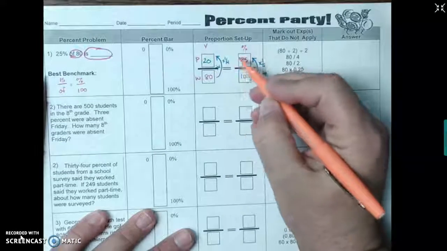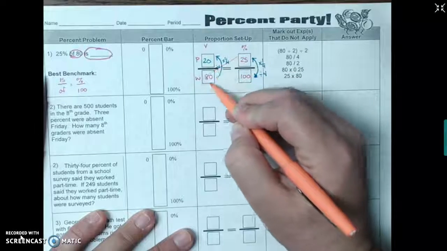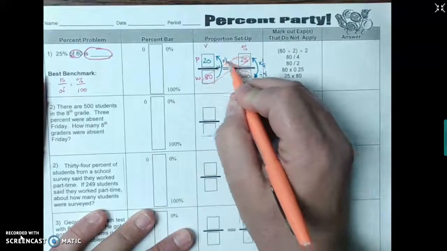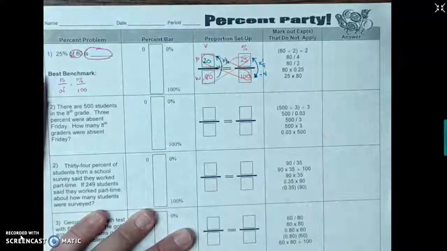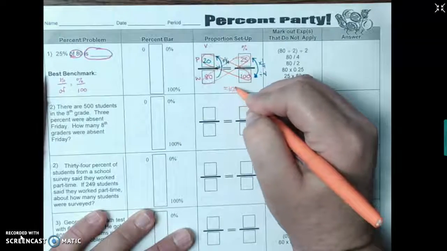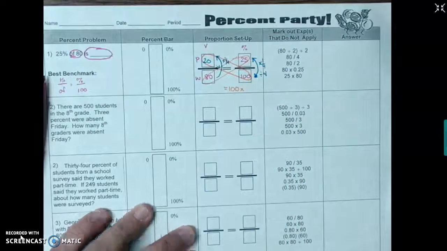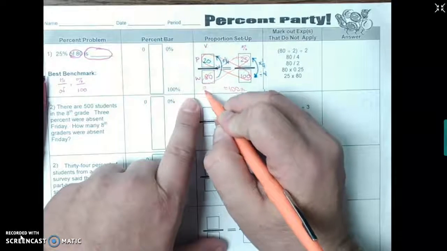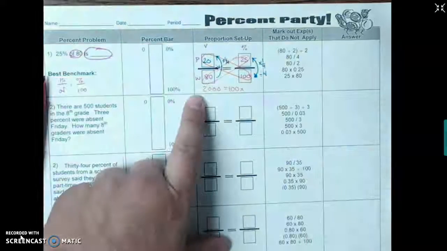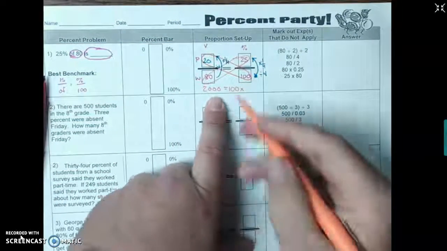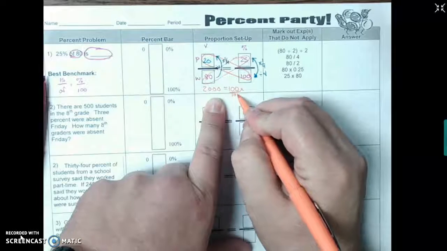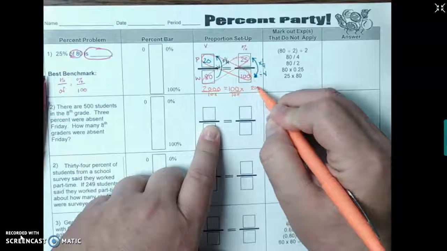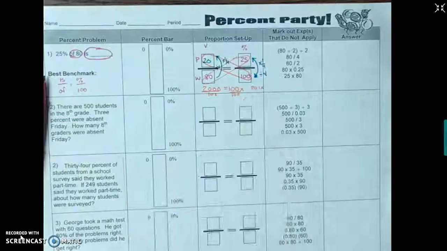We could also cross multiply, and we would get 80 times 25 equals 100 times x. And that's going to be 2,000. 80 times 25 is 2,000. And then we would divide this by 100, and we would divide this by 100, and we would get x equals 20. So we're going to get the same answer either way.